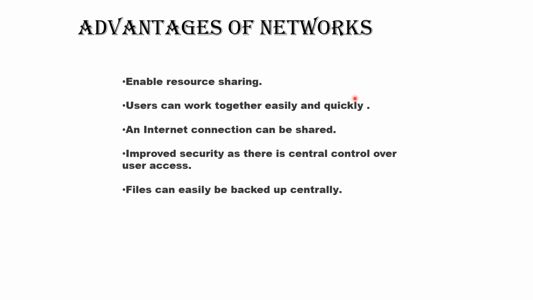Then there is improved security, as there is central control over user access. In a network, you can centrally control the access of the users because it's one network and they are interconnected. That means you are able to see what device is doing what and so on and so forth. Then there is that files can be easily backed up centrally. This is basically because they are interconnected, so the files from different devices can all be backed up centrally.